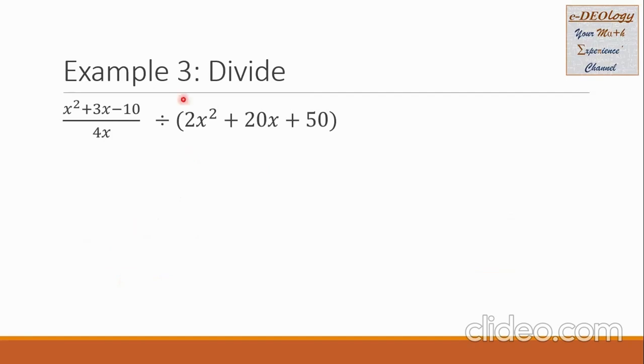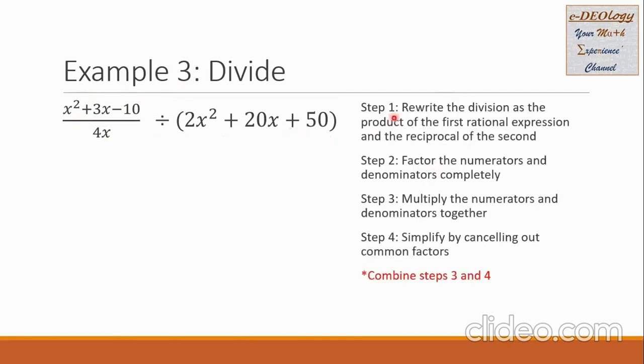Let us have example 3. We have a rational expression x squared plus 3x minus 10 all over 4x divided by a polynomial 2x squared plus 20x plus 50. The steps are here to guide me.